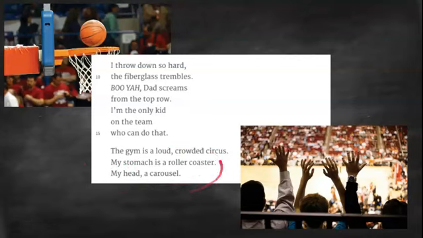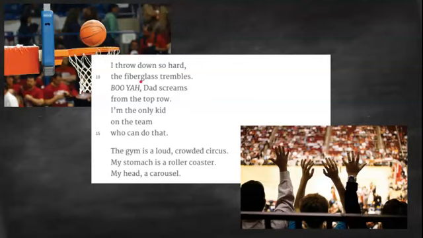You're probably sitting there like, what is she talking about? There's our metaphors, okay? Comparing the gym to a circus, no like or as, so it's a metaphor. Stomach to a roller coaster, no like or as, so it's a metaphor. Head to carousel, no like or as, so it's a metaphor. Good grief. Okay, now, I throw down so hard the fiberglass trembles.